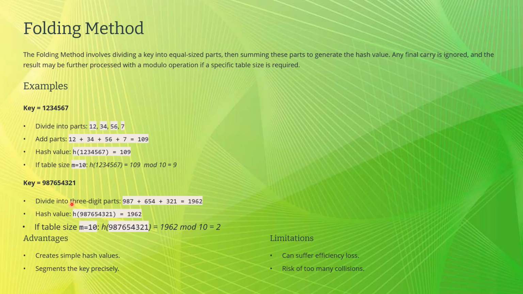In this example, we divide into 3-digit parts: 987, 654 and 321. After adding these parts, we get the value 1962. Here also, with the table size equal to 10, we will get the equivalent hash value 2. These are the advantages and limitations of using the folding method.